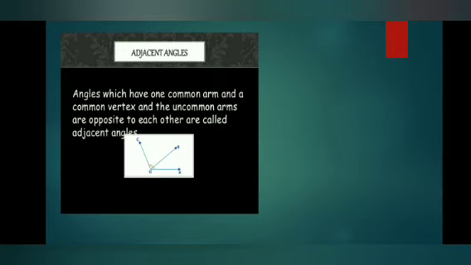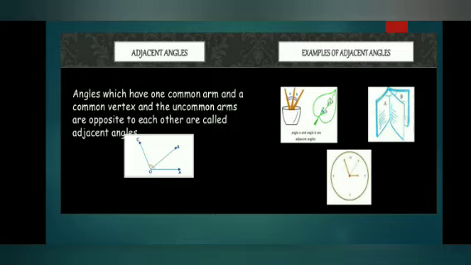So in the example, they have given you the adjacent angles example. But you can see the figure: angles COB and BOA. Both these angles have OB as the common arm and the same vertex O. So these types of angles are called adjacent angles.